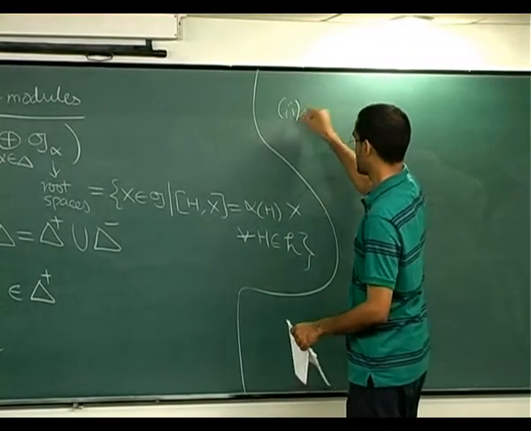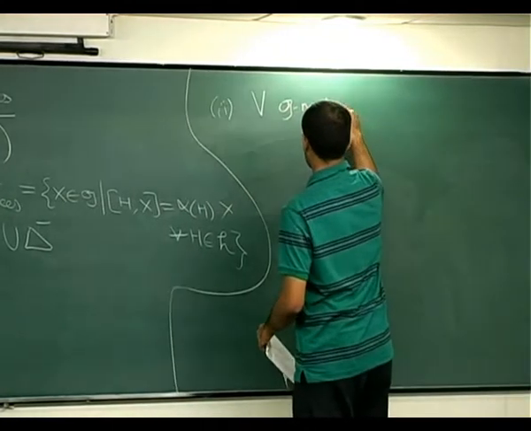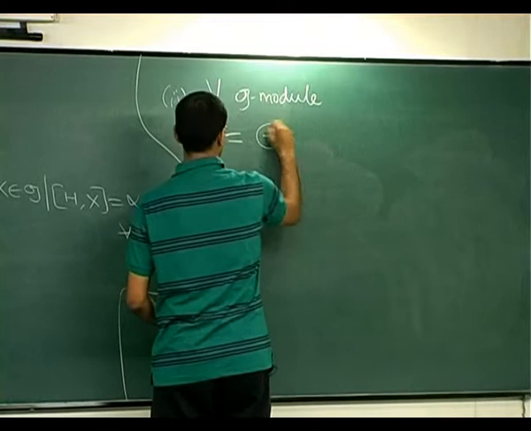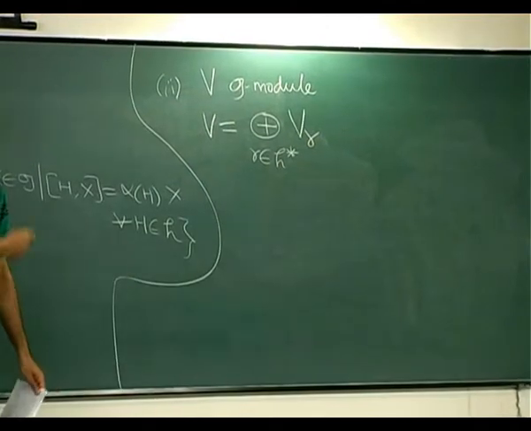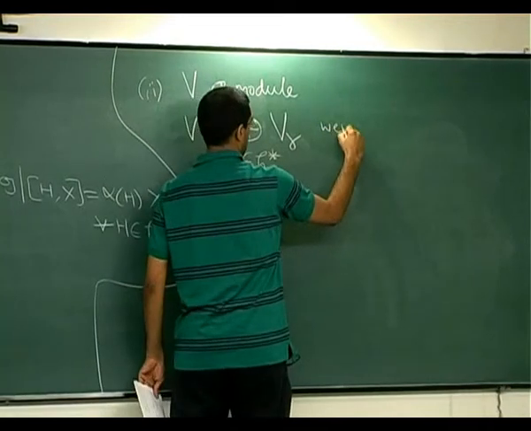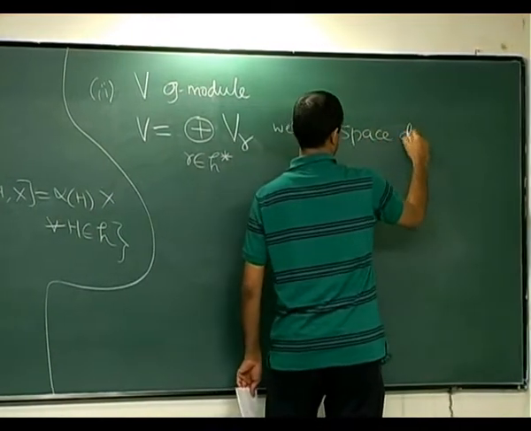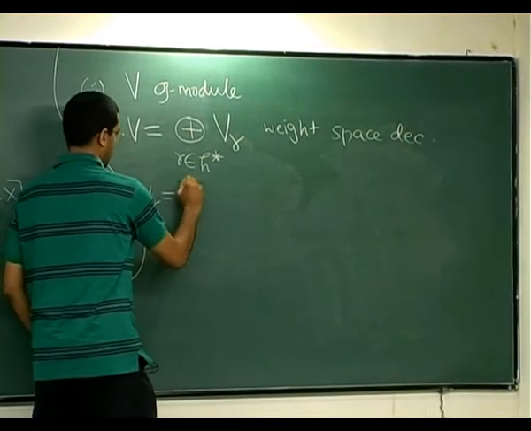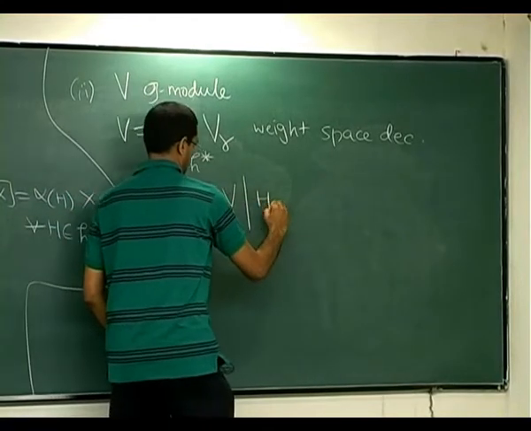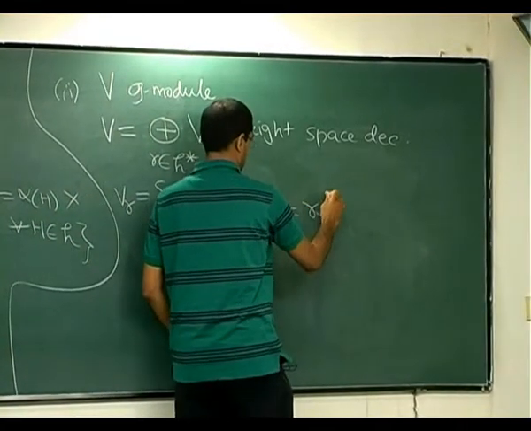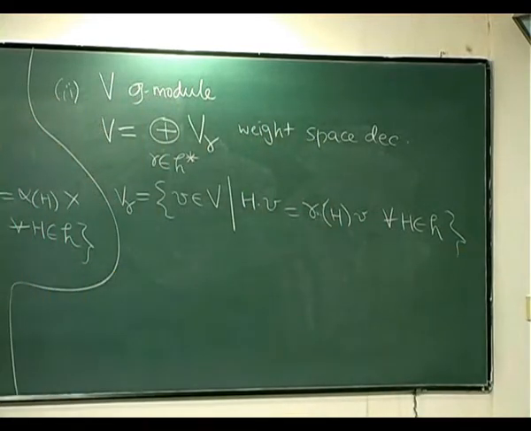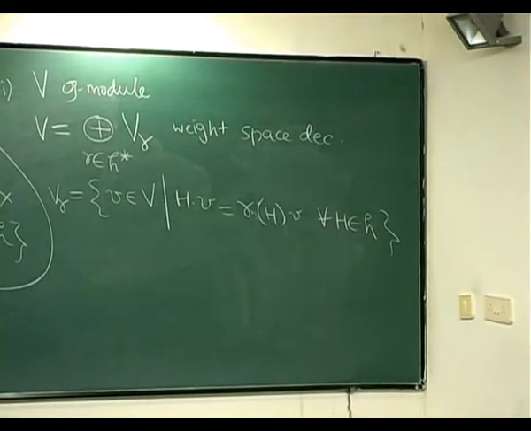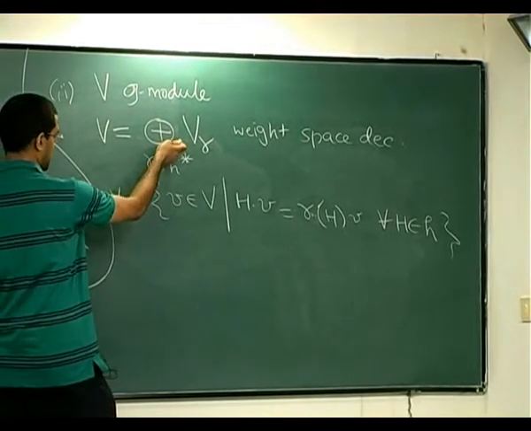Now the structure of modules. If V is a G module, then again, the gammas are certain eigenspaces. So it's called the weight space decomposition. V gamma is the eigenspace consisting of all vectors on which the Cartan subalgebra acts via the eigenvalue gamma. Okay, so that's the weight space V gamma. So there is such a decomposition.